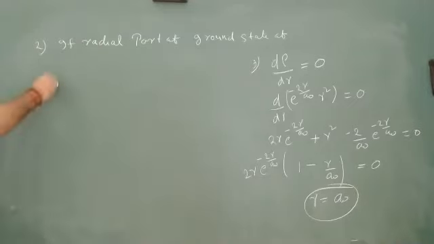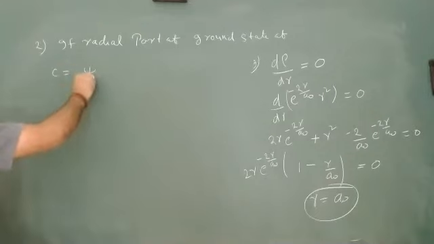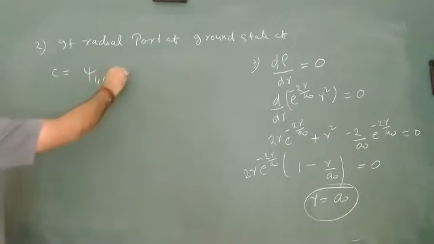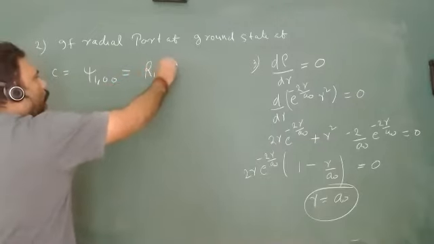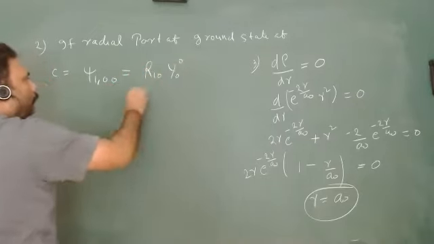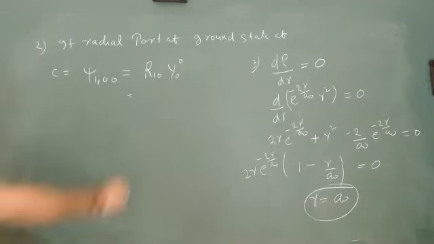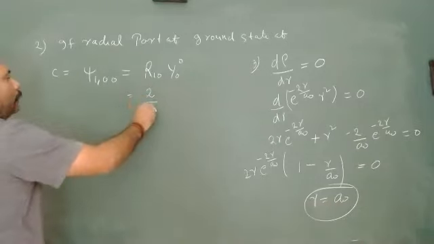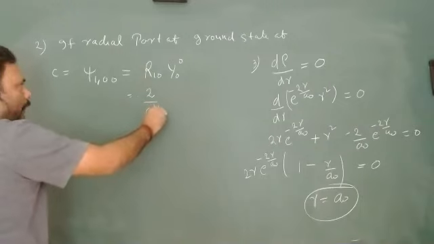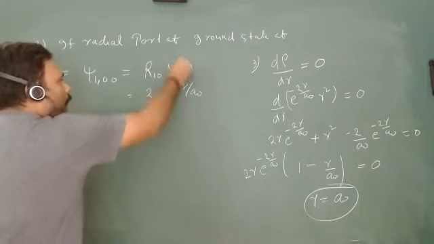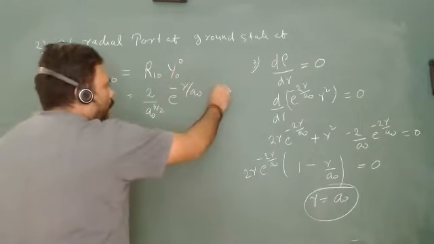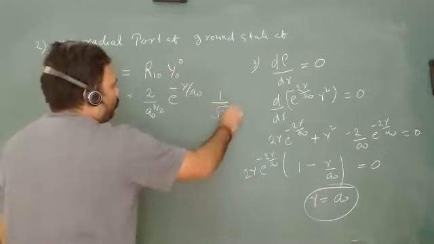So let's go for the C part. In the C part, we have to write the total wave function, psi 100. And what will be psi 100? You have to write R10 times Y00. And we have calculated R10. What is this? This is 2 upon a naught to the power 3 by 2, e to the power minus r upon a naught. And what is Y00? 1 upon root 4 pi.